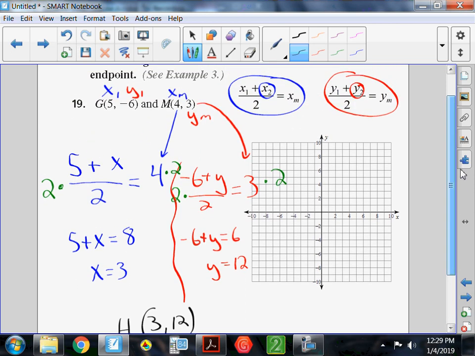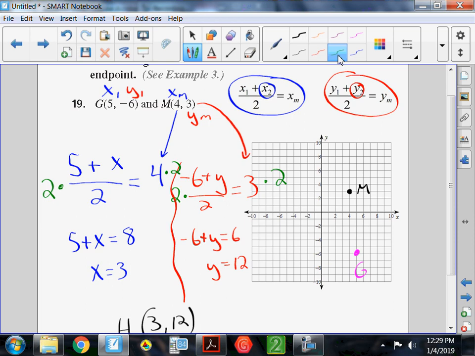I also want to show you a way to get that same answer by graphing. If I plotted G, G is at 5, -6. Okay, that's point G. My midpoint is at 4, 3. And so what we know is that the distance from G to M has to be the same as from M to H. And one of the ways that we calculated distance earlier this year, back in Unit 4, was the idea of a slope distance. A slope distance is measured as just the horizontal components and the vertical components.